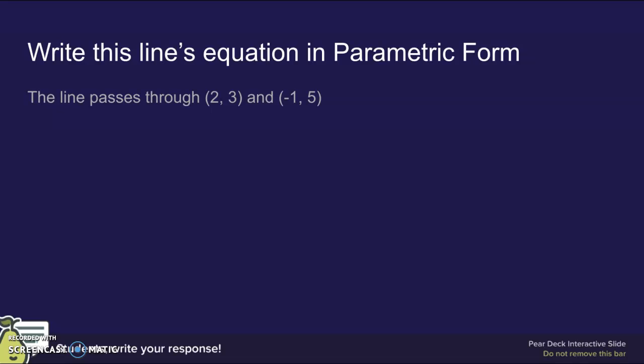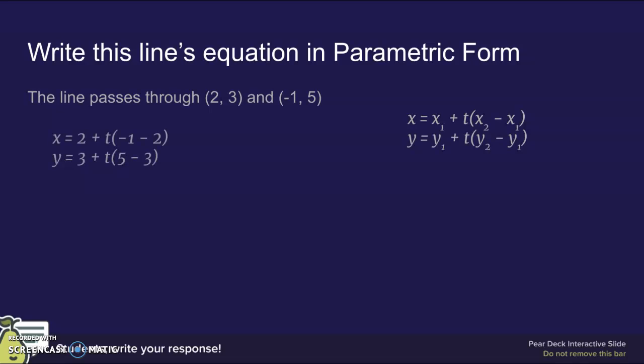Let's suppose I want to write the equation of the line that passes through these 2 points, and I want to do it in parametric form. Well, if I've got the general form here, I can just plug the numbers in. I'm going to suggest that the first point, the one that's 2, 3, is going to be my point 1. So 2 will be my x sub 1 and 3 will be my y sub 1. And then the negative 1, 5 is my x sub 2 and my y sub 2. So I'm plugging in the numbers. I just do the arithmetic, and I end up with my equation.